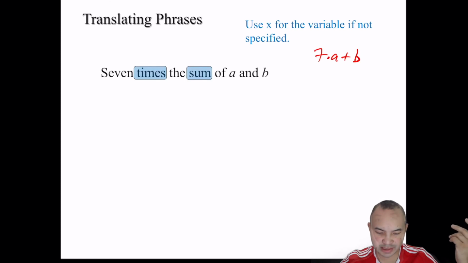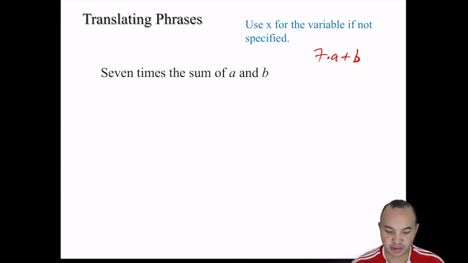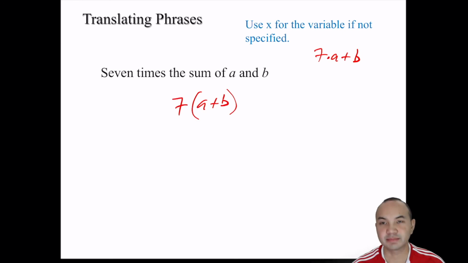So how would we show that? You're going to have the sum of a and b, and if you want to multiply 7 times that entire thing, we go back to last chapter and think about parentheses. So I'm going to put that in parentheses: a and b. If I put 7 times that, with a dot or no dot, that means I have to add a and b first and then multiply that by 7.